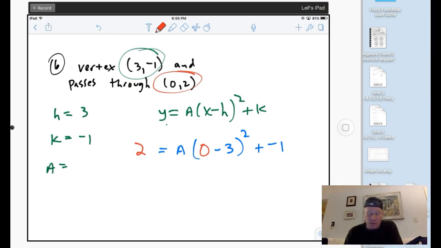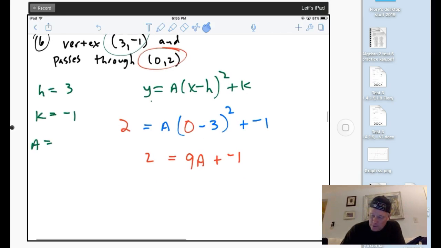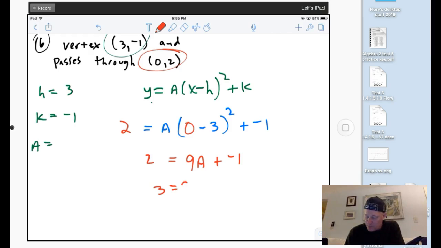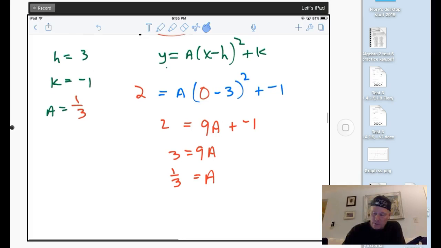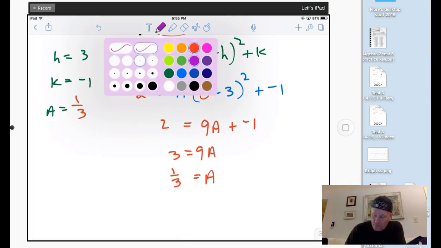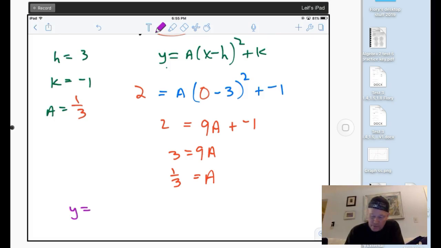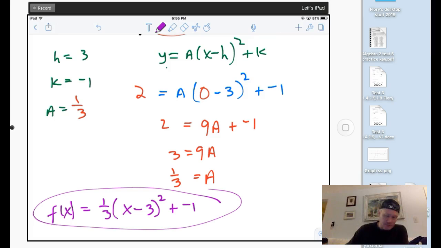This is negative 3. 0 minus 3 is negative 3. Negative 3 squared is positive 9. So I get 9a plus negative 1 is 2. And if you quickly solve that, I get 3 equals 9a. Then a equals 1/3. If you reduce 3/9 is 1/3, okay? I think I took some liberties and skipped a few steps. All right, so my answer is y equals, or f of x equals, let's stay true to the a, which is 1/3, x minus h is 3, plus k is negative 1. And there's the answer, okay?